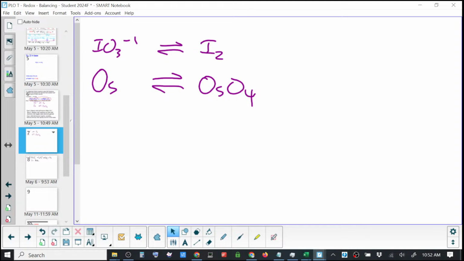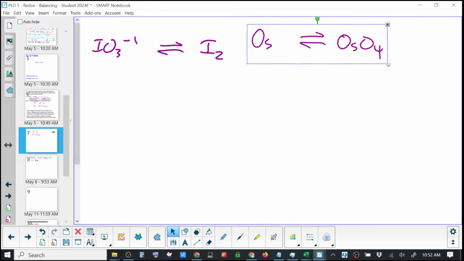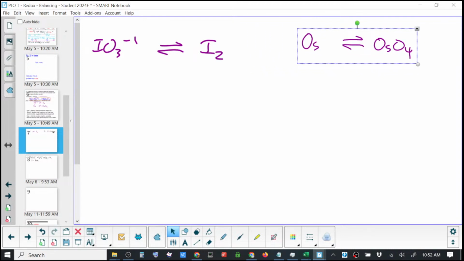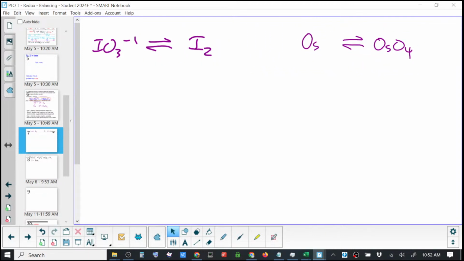So you take the overall reaction, you get your two equations, and balance both of them. Now we're just going to do this in acid. We won't draw on this one. We won't do it in base. You could at the very end if you wanted to, but you don't have to.